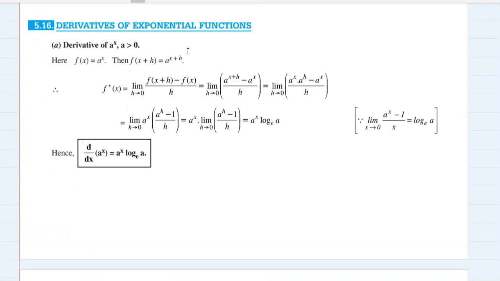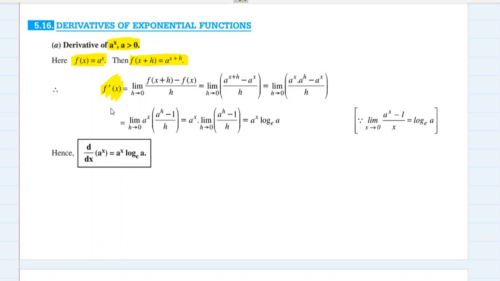Derivatives of exponential function. So now we know the derivative of a raised to x, that is an exponential function, when a is greater than 0, the base is always greater than 0, x can take any real number. Let's derive it. First of all we find f of x, which is given to us, a raised to x. Then what will be f of x plus h? Why we need to find f of x plus h? Because if we want to find the formula for the derivative of exponential function, we have to use the first principles.